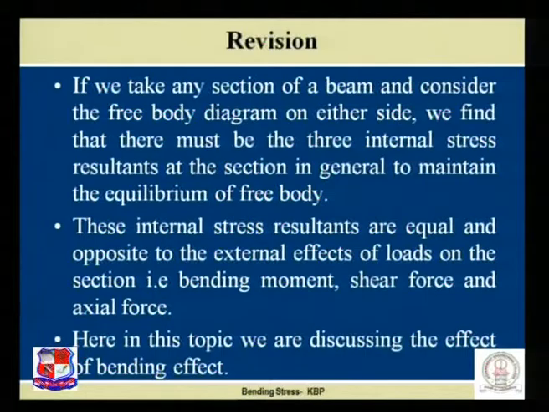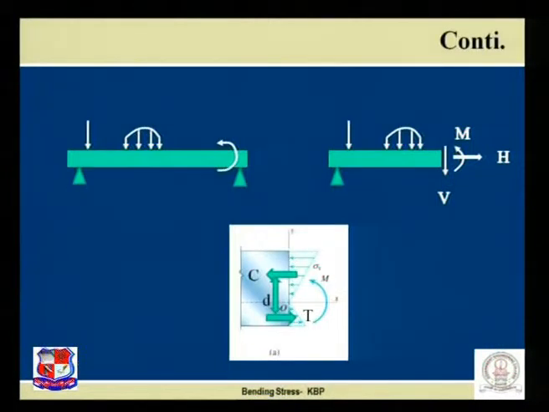If we take any section of a beam and consider the free body diagram on either side, we find that there must be three internal stress resultants at a section in general to maintain the equilibrium of the free body. These three are bending moment, shear force and axial force. Here in this series we are discussing the effect of bending only.